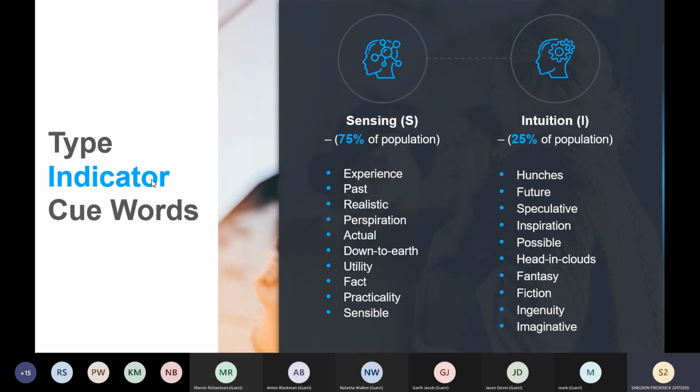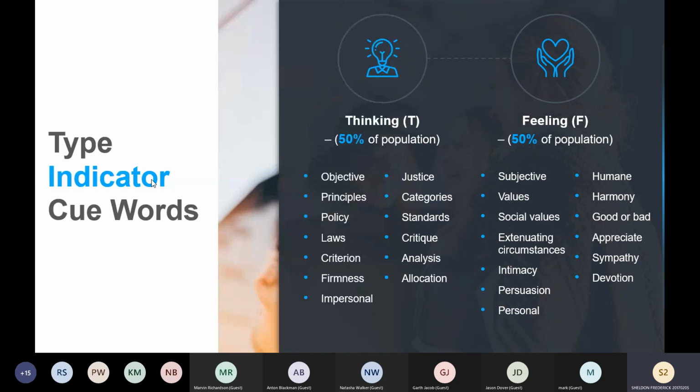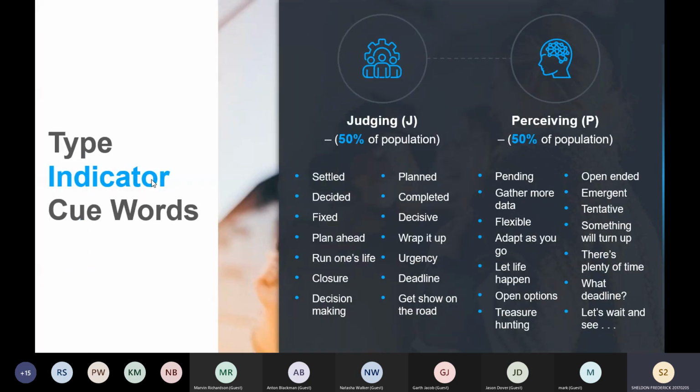But when we look at them together, where as a leader you will be meeting persons of different types, and we look at all of what they can bring to bear, it's really a formidable and impressive thing to watch. Thinking, feeling. So we see thinking and feeling. Moving on to judging and perceiving. Settled, pending. So you'll get the point, basically.